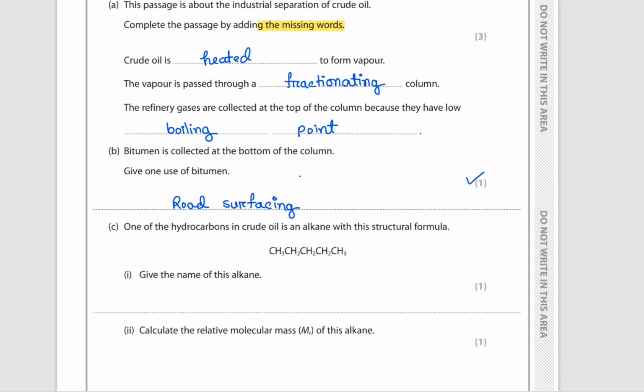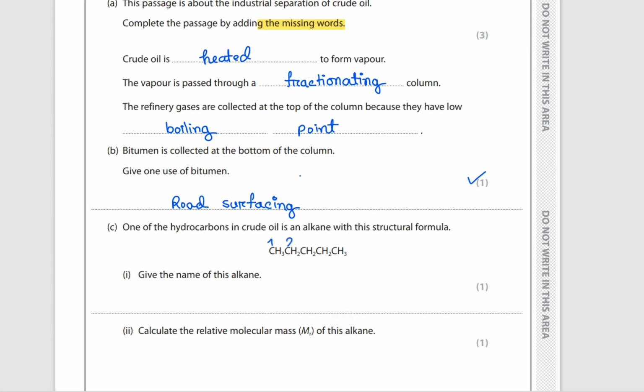One of the hydrocarbons in crude oil is an alkane with this structural formula. Give the name of this alkane. In order to name any alkane, I first count the number of carbons in that alkane. We have carbon 1, carbon 2, carbon 3, carbon 4, carbon 5. It has 5 carbons and it belongs to the alkane family. So the ending must be ANE, and 5 carbons means it is pentane. So the compound is pentane.